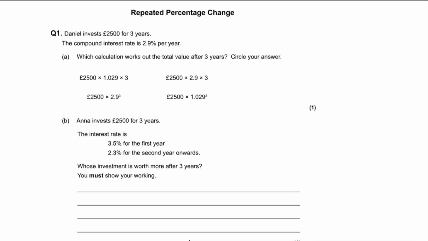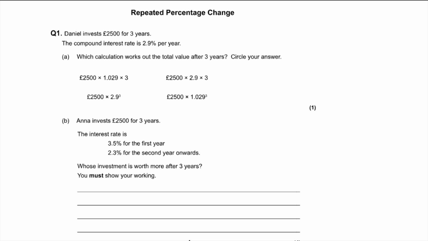So first up on my top 10 topics for paper 2, I've got repeated percentage change. Now often this means compound interest, but also it might be growth and decay questions applied to things in nature or other kind of financial situations. But this first one is about compound interest, isn't it?